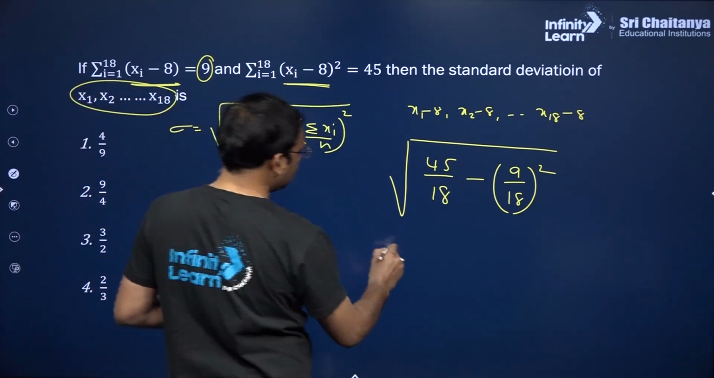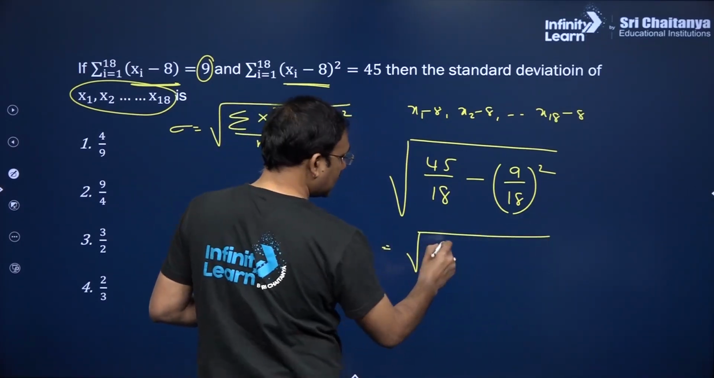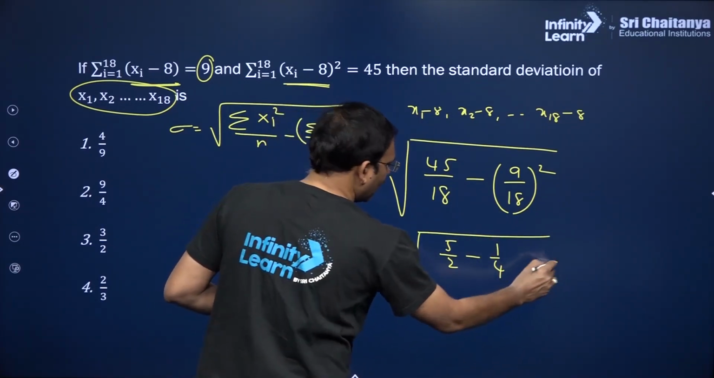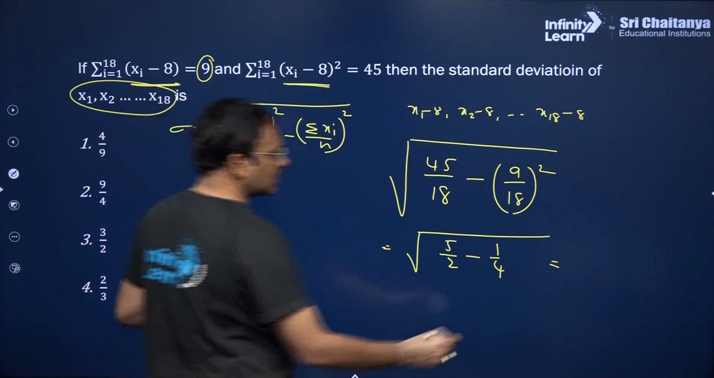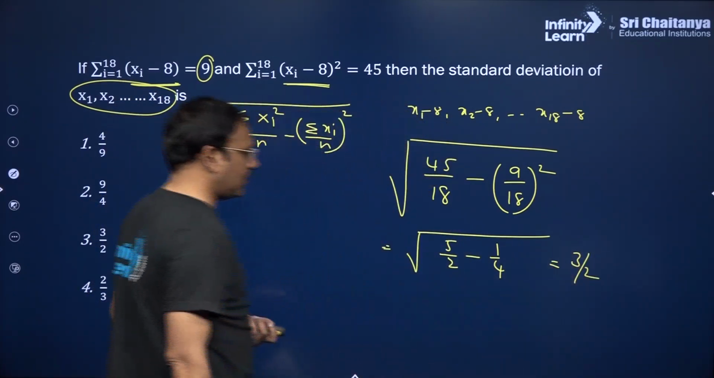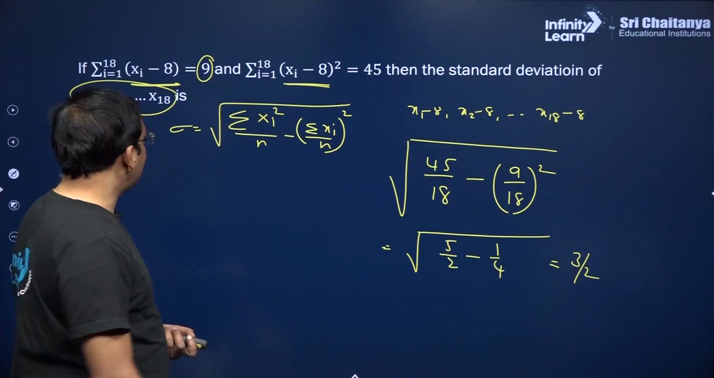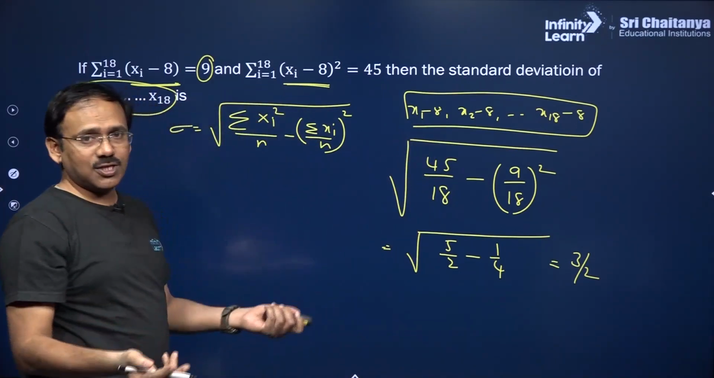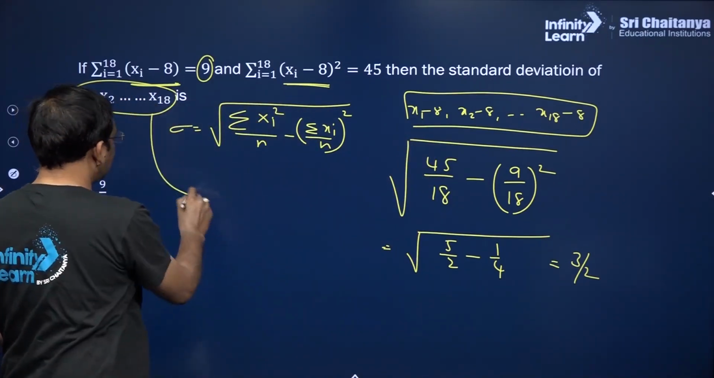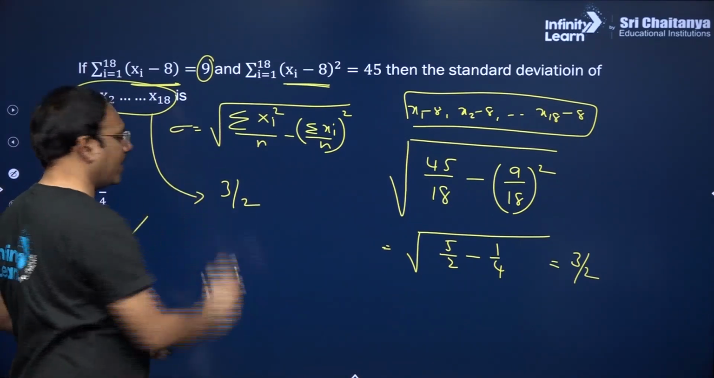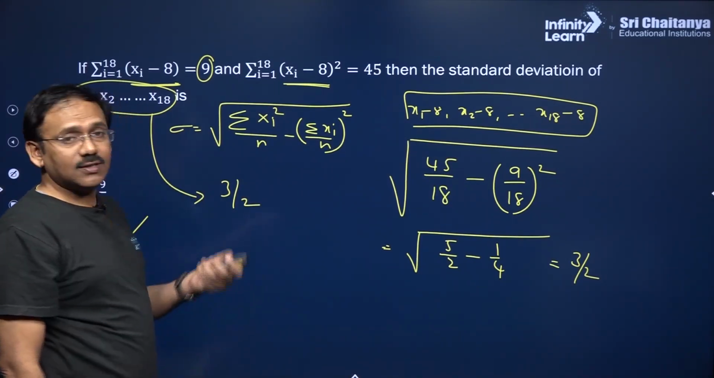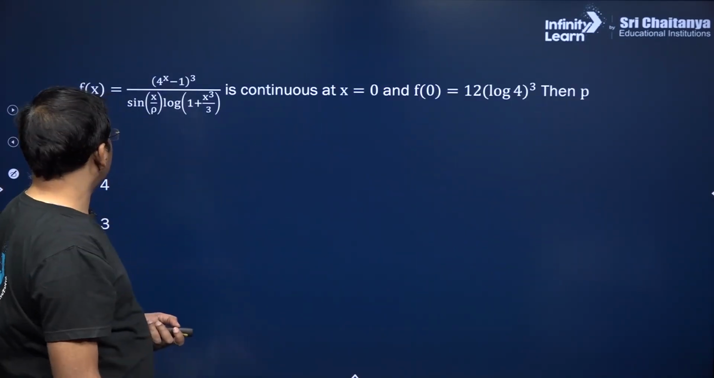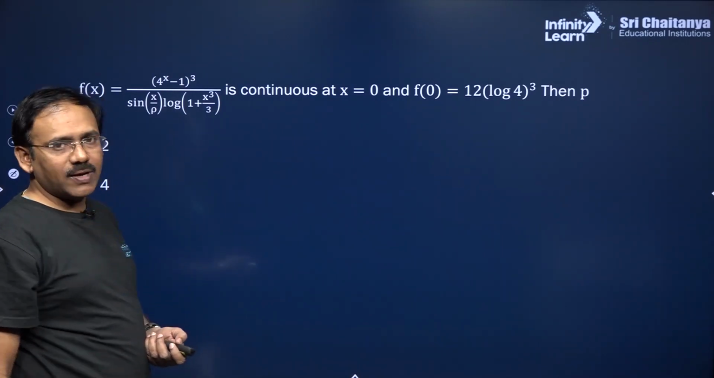So my dear friends, this is going to be, you can say 5 by 2 minus, this is 1 by 2 whole square is 1 by 4, which is 10 by 4 minus 1 by 4 is 9 by 4, which is 3 by 2, my dear friends. Yeah, 3 by 2 is standard deviation of these items. For each entry, if I add 8, no change in standard deviation. So for these entries also standard deviation is 3 by 2 itself, my dear friends. Be careful with standard deviation or variance, whether he is asking this or that, okay. Next, my dear friends, so f of x is given, 4x minus 1 whole cube.